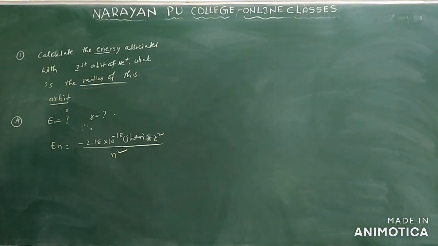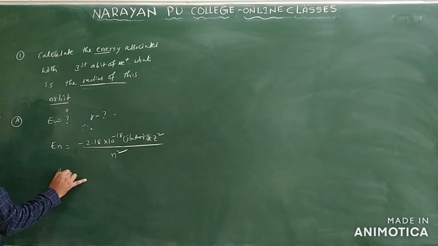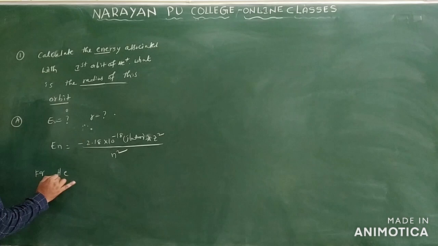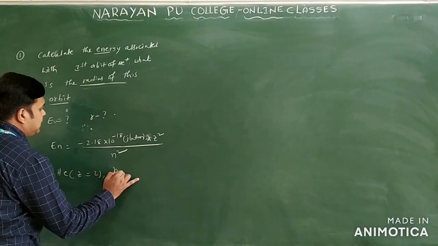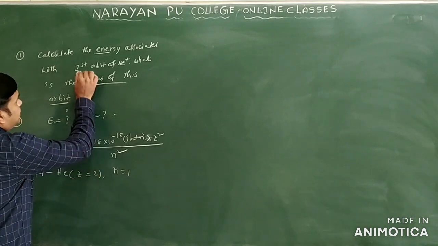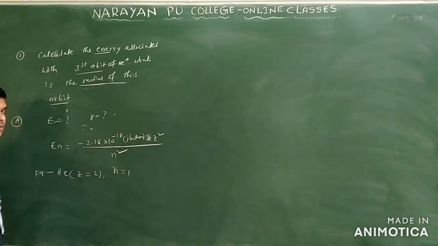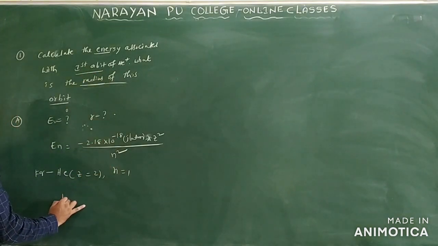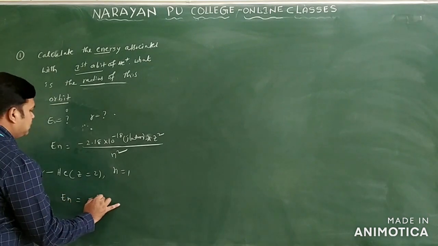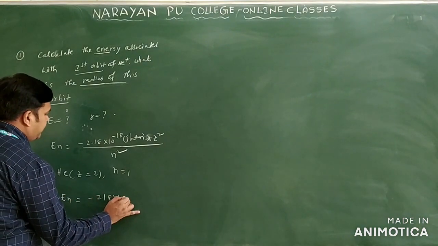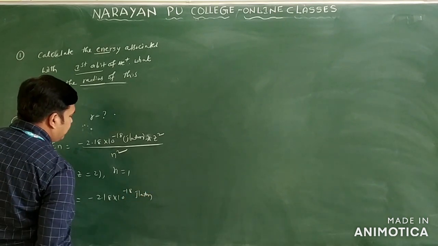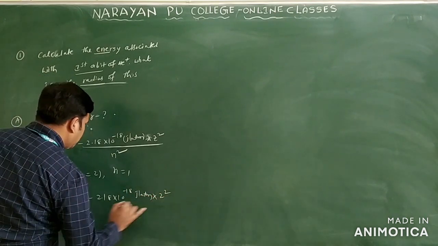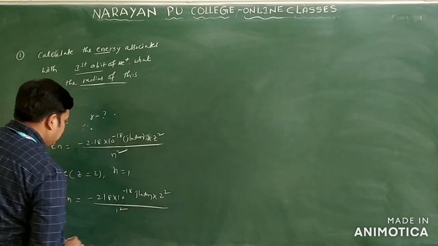But here this is for the helium atom. For helium, Z is equal to 2, and this is the first orbit only, so n value is 1. So now I will write En is equal to minus 2.18 into 10 power minus 18 joule per atom into 2 square by 1 square.